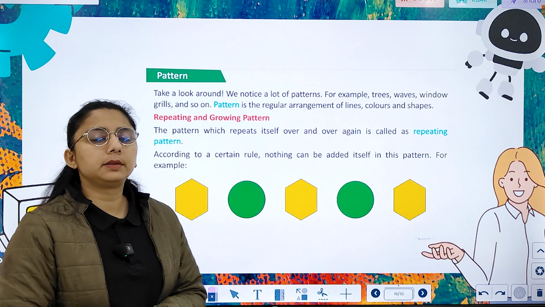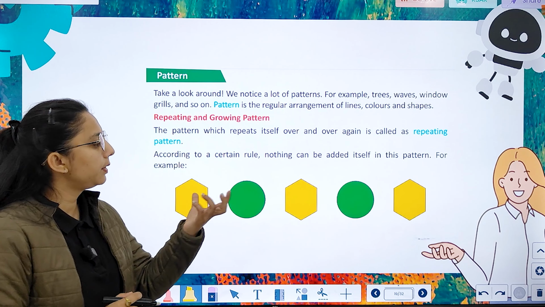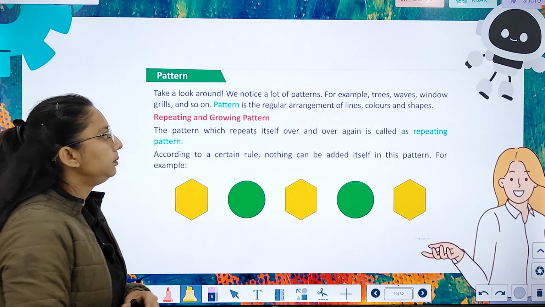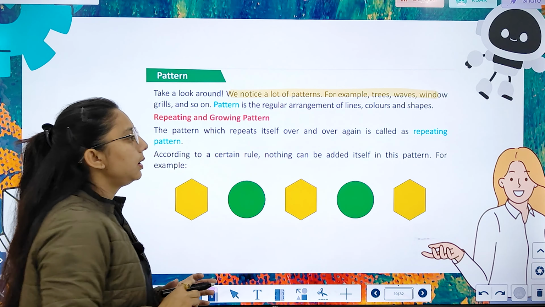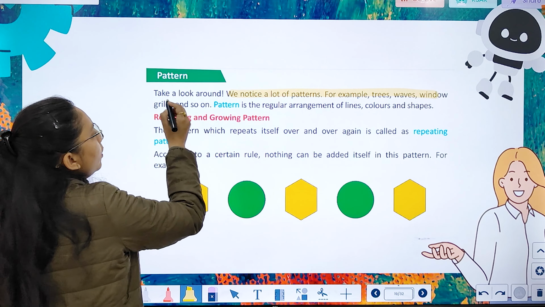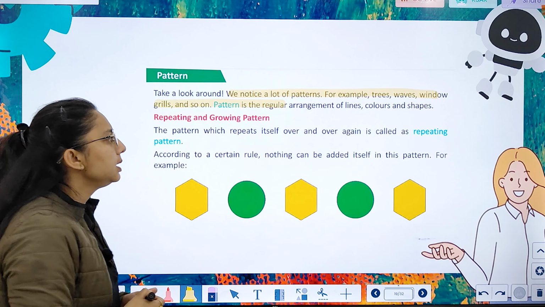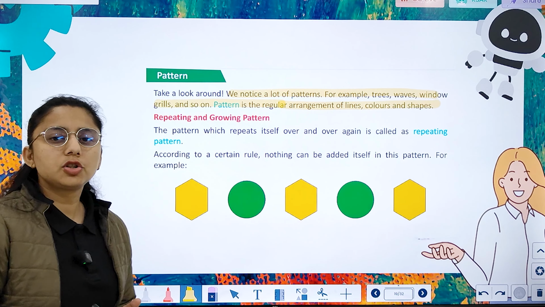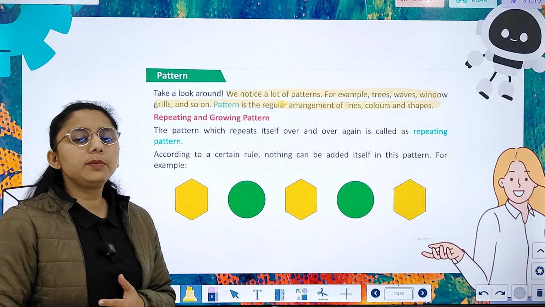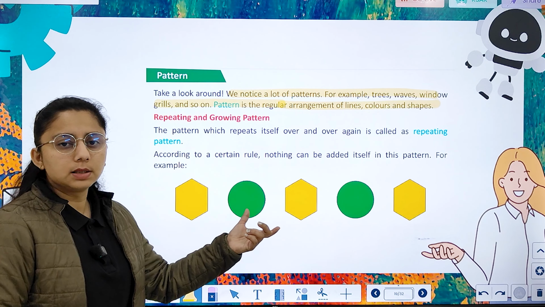So first is pattern. What are these? These are the different patterns you can see over here. So take a look around. We have noticed a lot of patterns, like trees, waves, windows, grills, and so on. Pattern is the regular arrangement of lines, colors, and shapes. So repeating and growing patterns, these are the repetitive patterns, right?